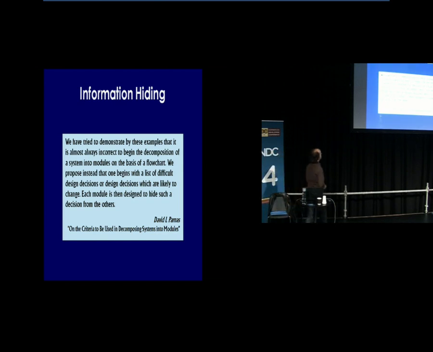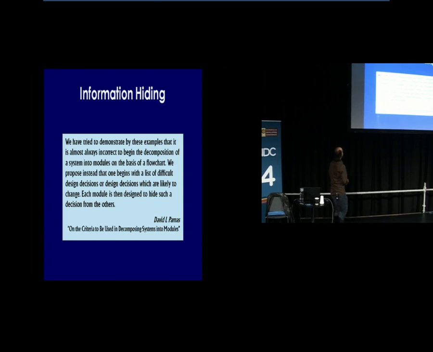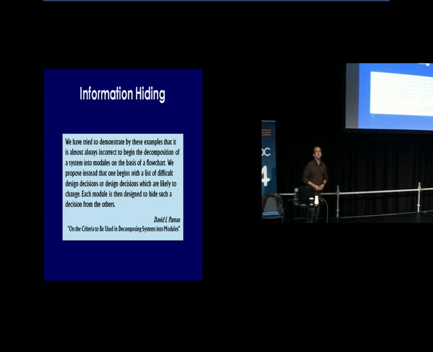"We propose instead that one begins with a list of difficult design decisions, or design decisions which are likely to change." They're difficult because they are uncertain. They are likely to change because they are uncertain, because the things around them could influence the way that you do things. It could be as simple as, do I use an array or a collection? Or do I use that framework or that framework? "Each module is then designed to hide such a decision from the others." This is very old stuff, and yet it is exactly the principle we're talking about here.